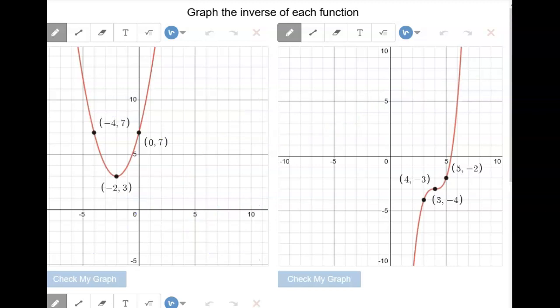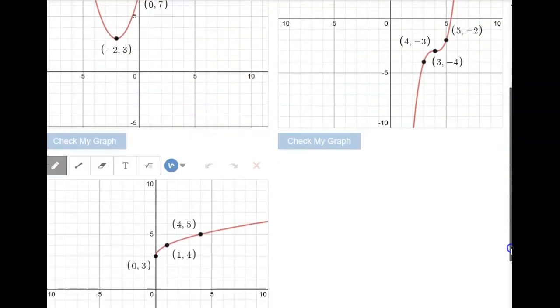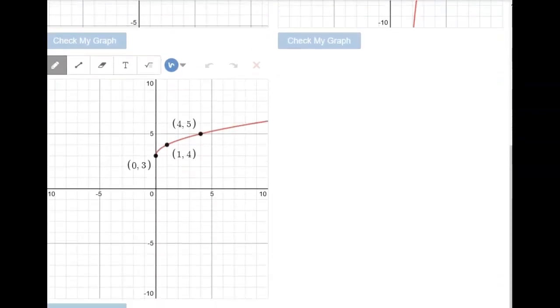Okay, and on this last one down here, again, same thing. We're just taking these points and trading their places. So 0, 3 would become 3, 0. 1, 4 would become 4, 1. And 4, 5 would become 5, 4. And so again, you'd have something that looks like this. And again, if you were to put that line y equals x in there, you can see that's going to be like the fold if this were a piece of paper.